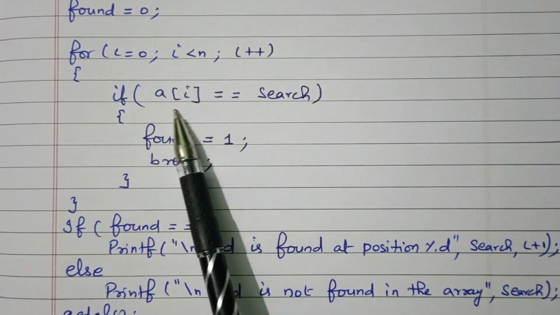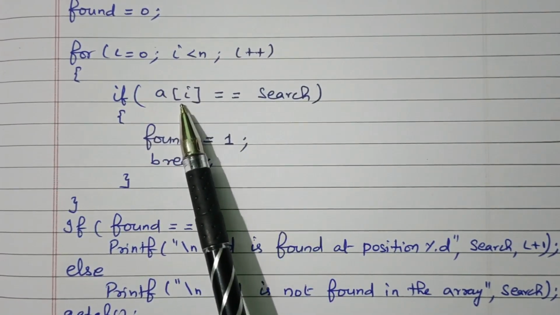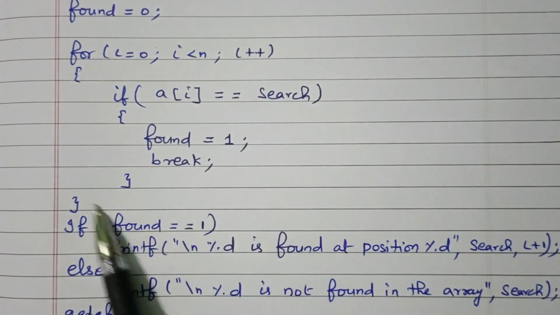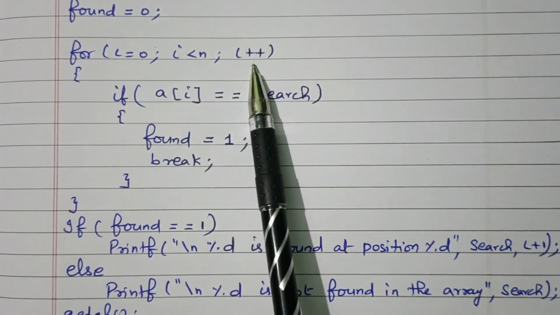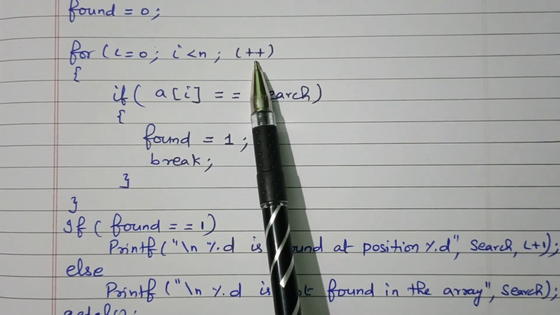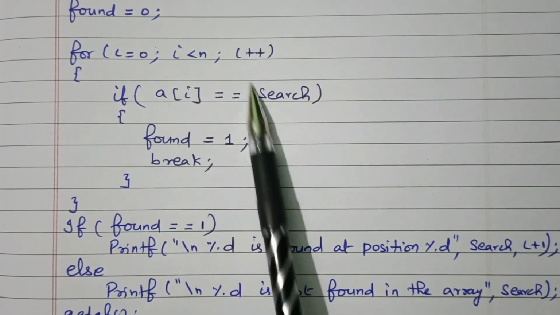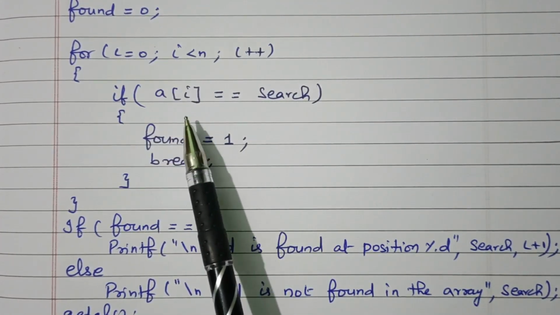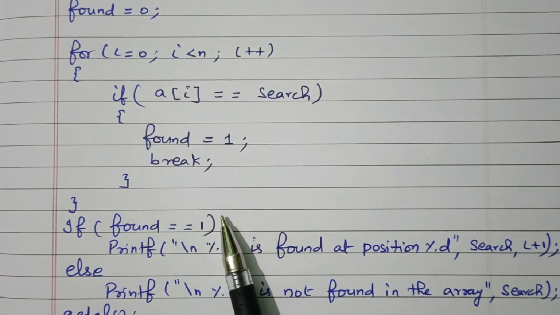So I becomes 1. 1 means the second element. It will check the second element with the search element. If that is also not found, it will go to the next increment, I plus plus, I becomes 2, the third element. So it will check the elements one by one. First it will check A of 0, A of 1, A of 2, up to A of 9.